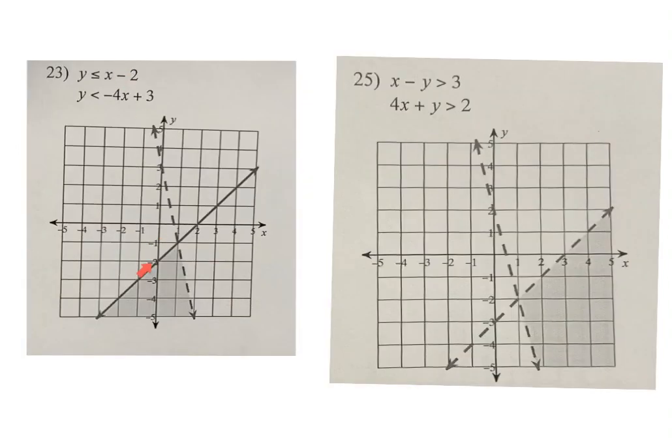-2 is where I start. My slope is up 1 over 1. It is a solid line because it's or equal to, and it is below the line. So if I were shading this, I would shade everything below this line.